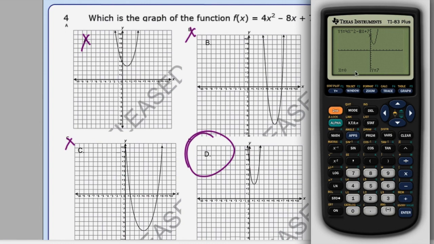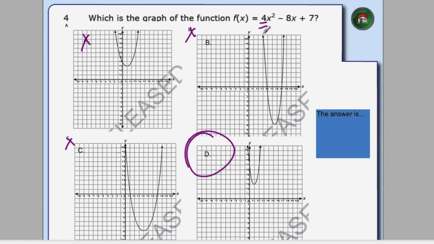Remember how to find the vertex of these. If you wanted to verify the vertex, you could do second, trace, which is calc, go to minimum. Then go to the left side of the vertex and hit enter. And get to the right side of the vertex and hit enter. And then it will guess that for you. And the vertex is 1, 3. That's a guess, but you can see 1, 3 is the vertex. The vertex here is 1, 3 as well. So that's a reason why you could check the y-intercept to make sure that that works.